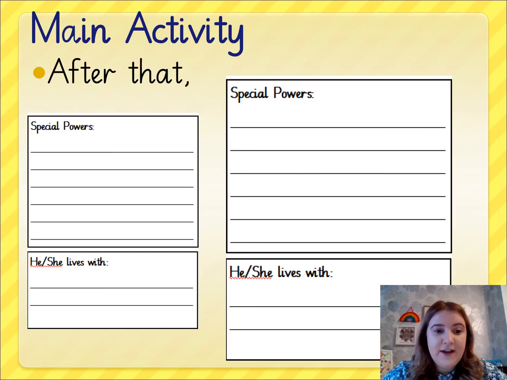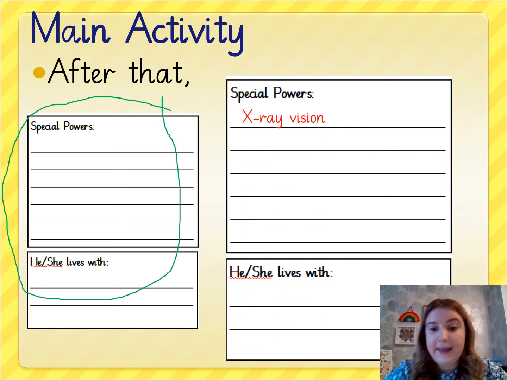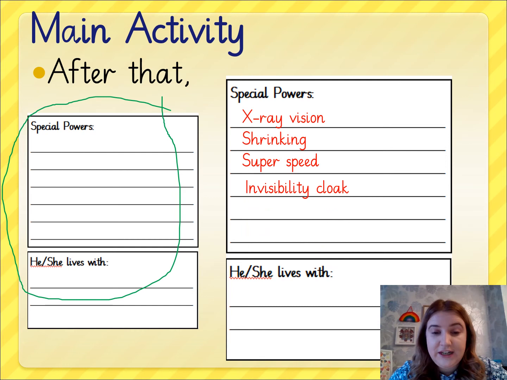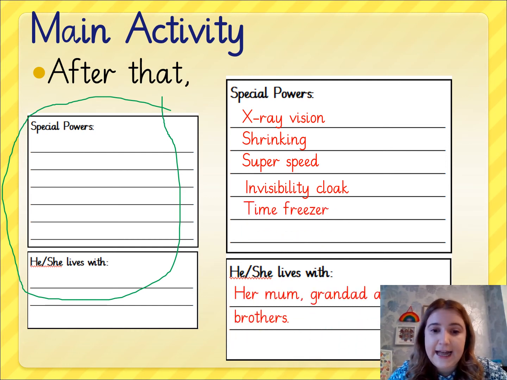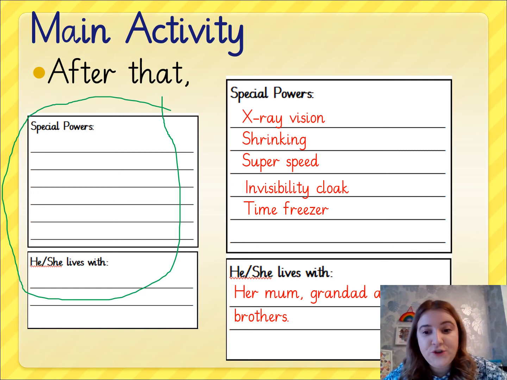So this is the final part, the special powers that your superhero has and who they live with. So for my special powers, I'm just going to make a list. You don't need to write this in full sentences. This is just to get our ideas out. So she has X-ray vision. She can shrink. She has super speed. She has an invisibility cloak. She has a time freezer, so she can freeze time. And the people that she lives with are her mum, her granddad, and her twin brothers. They are the people that she lives with. Okay, so those were just some ideas that I had.